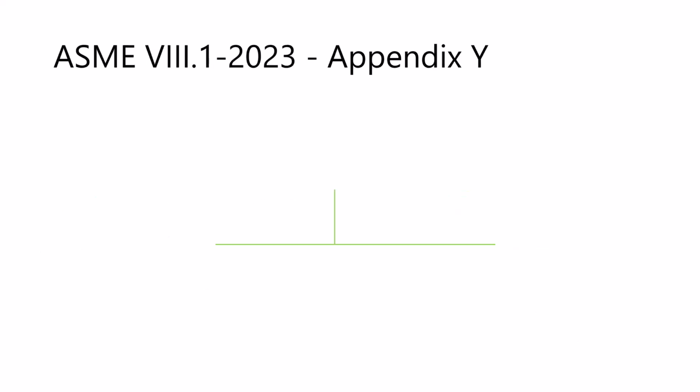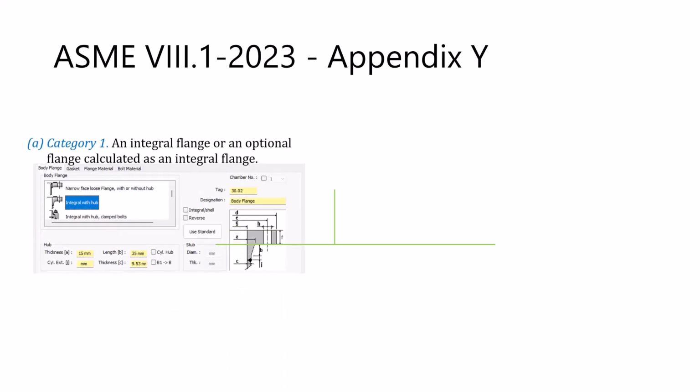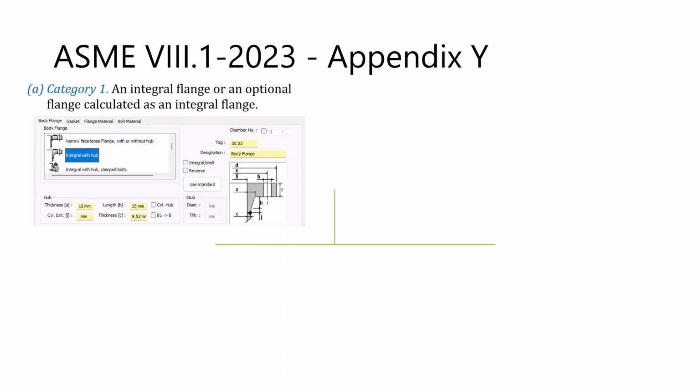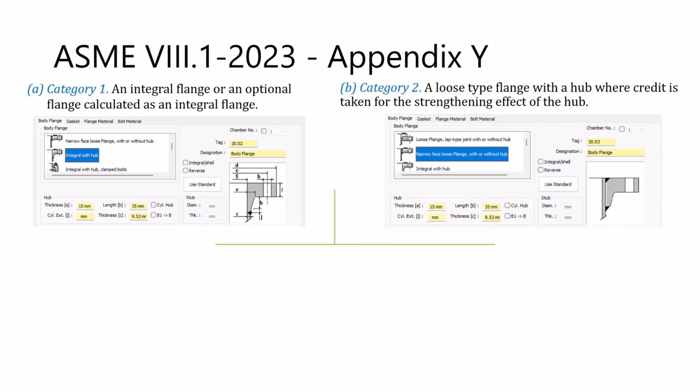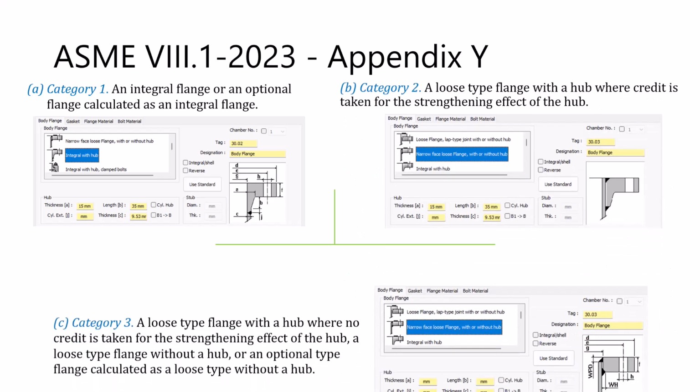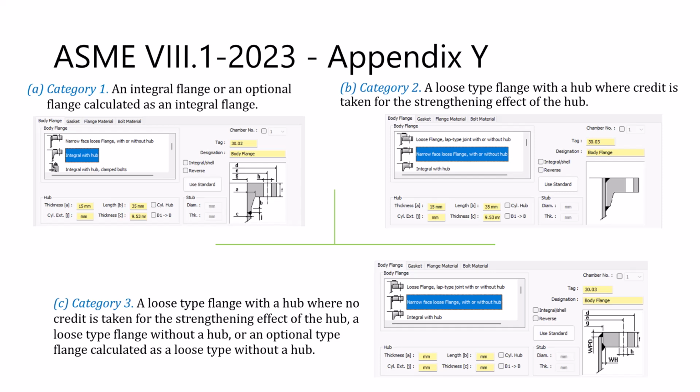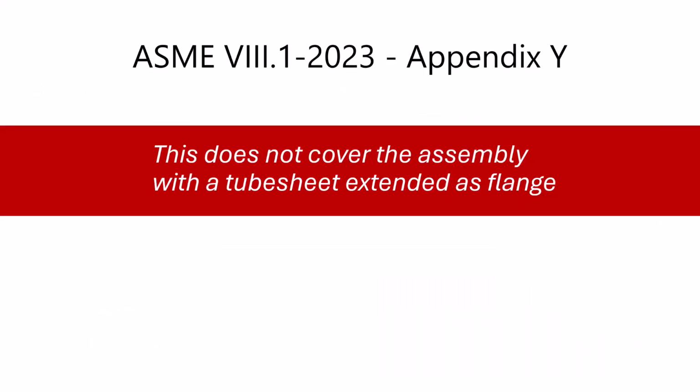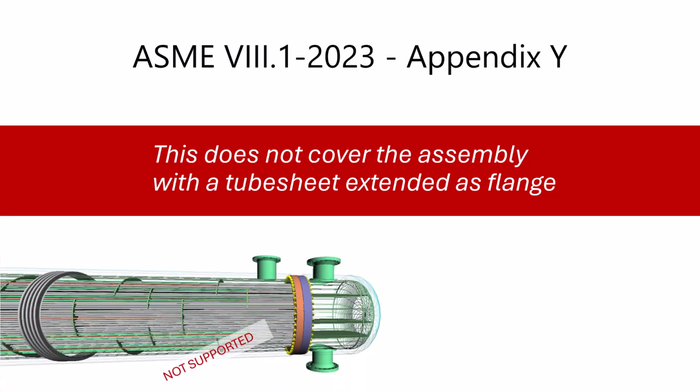Apart from the assembly classes, there are also categories depending on the type of flanges. Category 1 stands for integral flanges, Category 2 for loose flanges with hub, and then Category 3 applies to loose type without hub. Please notice that this appendix does not cover the assembly of a flange and a tubesheet extended as flange.